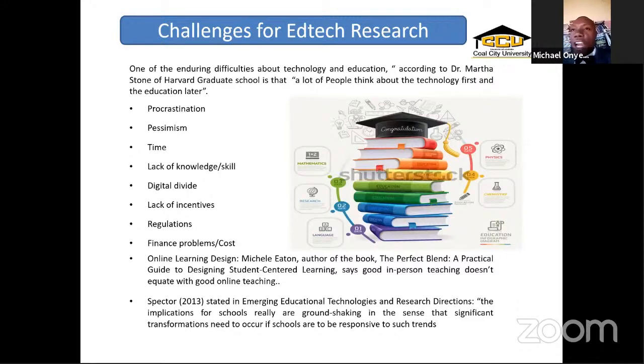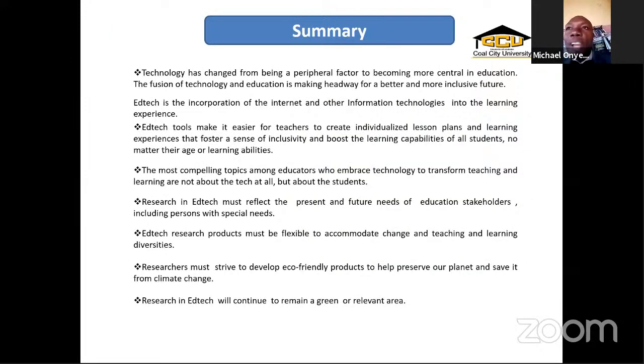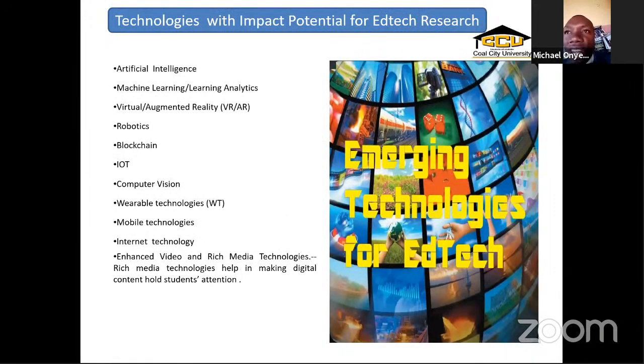Then, of course, from here we look at technologies that have potential impact on education technology research. We have talked about different areas in which you can carry out research in education technologies. Now, let's look at some of these technologies that may likely influence education technology research. Top on the list is AI, artificial intelligence. Of course, artificial intelligence is definitely going to influence education technology research. So if you are very serious about education technology research, you must have a knowledge of AI.